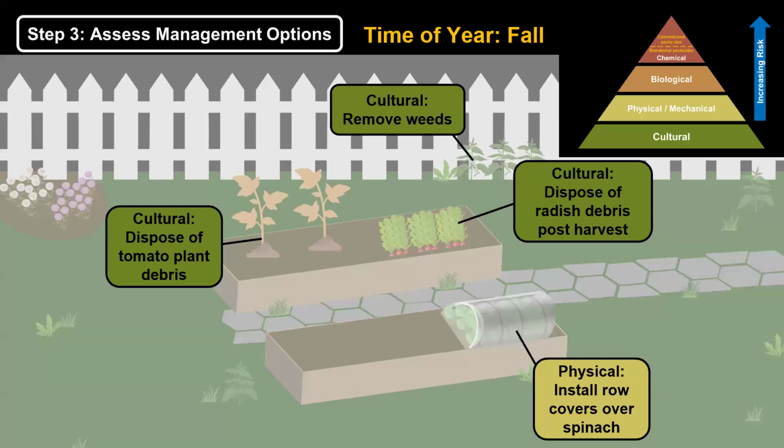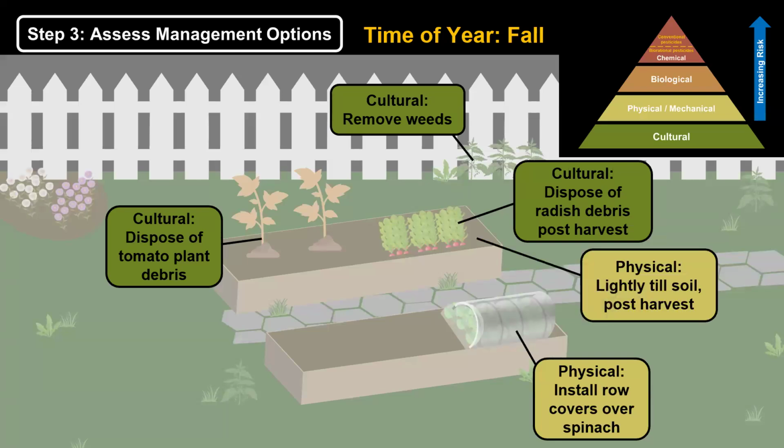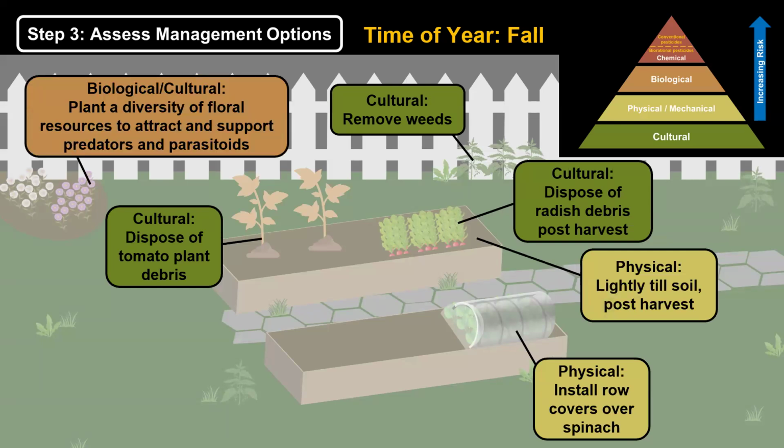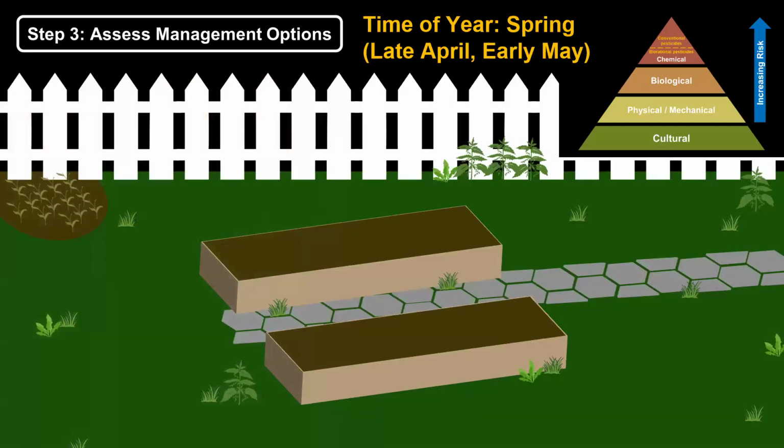Next, we'll go to our physical controls. We can install row covers over our spinach, for instance, because our flea beetles may start to attack our spinach leaves. If we are still waiting to harvest those, we're still seeing active beetles, maybe we consider a row cover. We can also consider lightly tilling the soil post-harvest. Thinking about biological, we can support our predators and our parasitoids by planting floral resources.